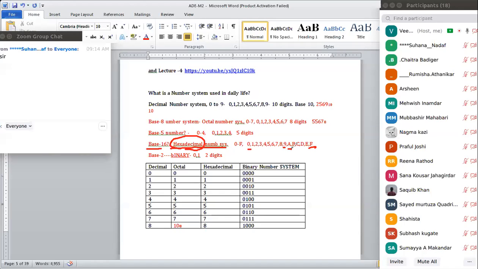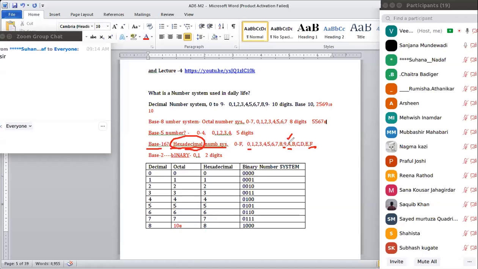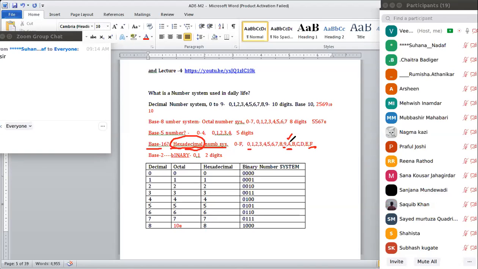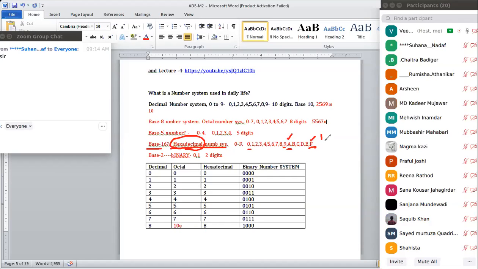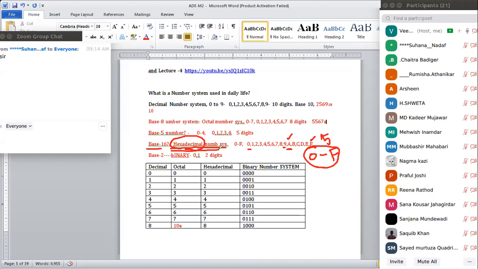So the 10 in decimal is written as A in hexadecimal. We denote one extra symbol for number 10, A, then it goes on B, C, D, E, F. So F is going to be 15, that is 0 to F, a total of 16 digits, which is a hexadecimal number.